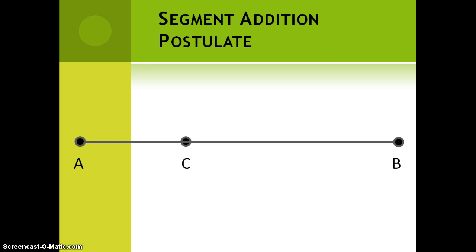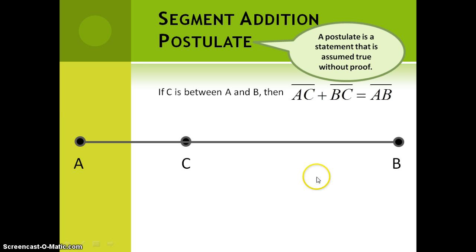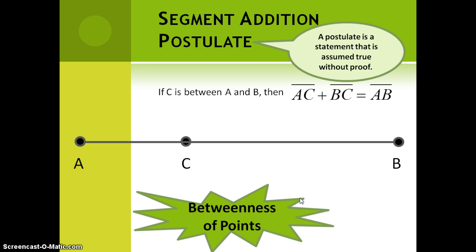The segment addition postulate. The word postulate is just a statement that is assumed without a proof. So, we've already done segment addition. The segment addition postulate is something we're going to use within proofs. So, if C is between A and B, then you can say that AC plus BC equals AB. So you can add the two smaller segments to get the big segment. This is something we did in the first chapter. This is just a reminder. This is also sometimes called betweenness of points.